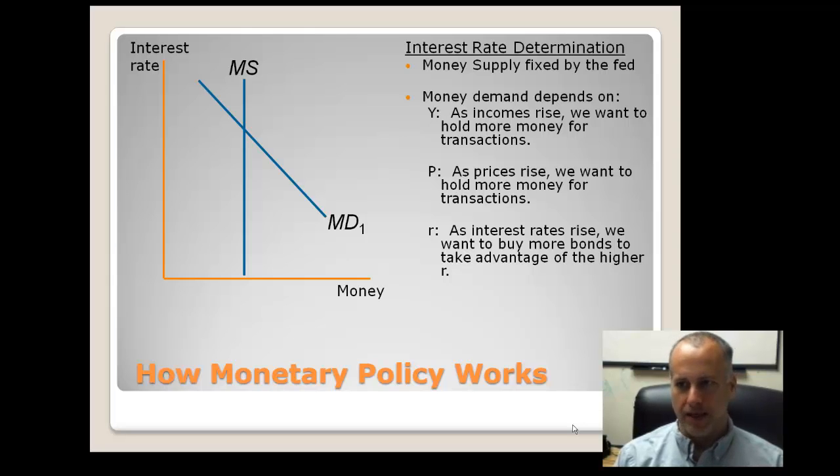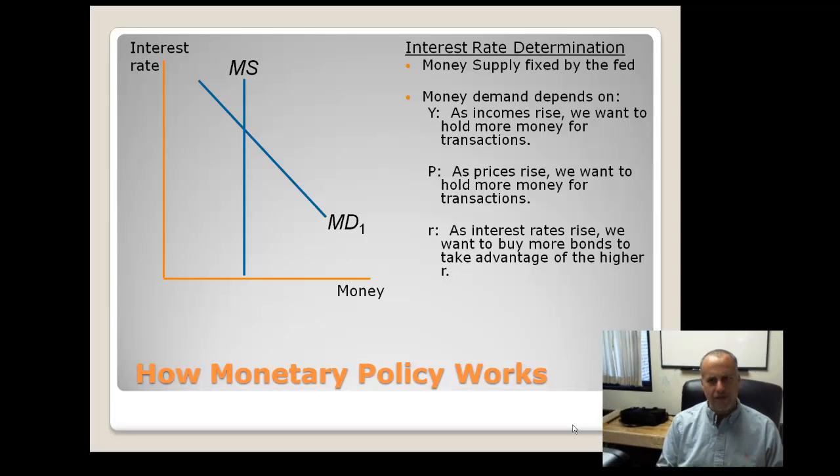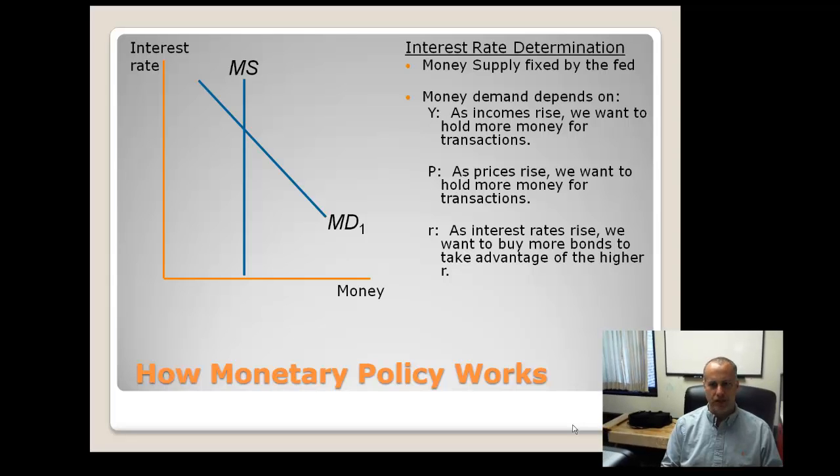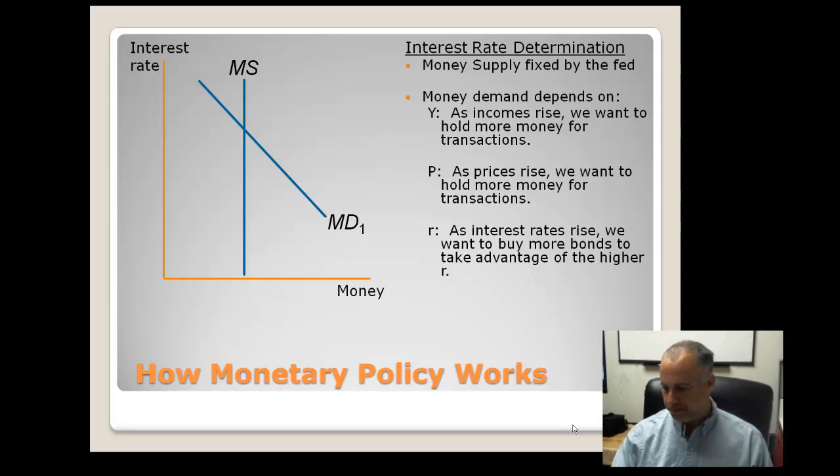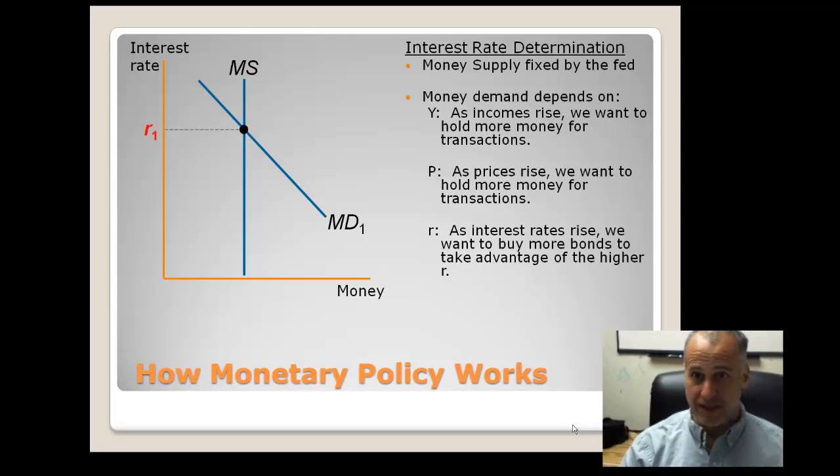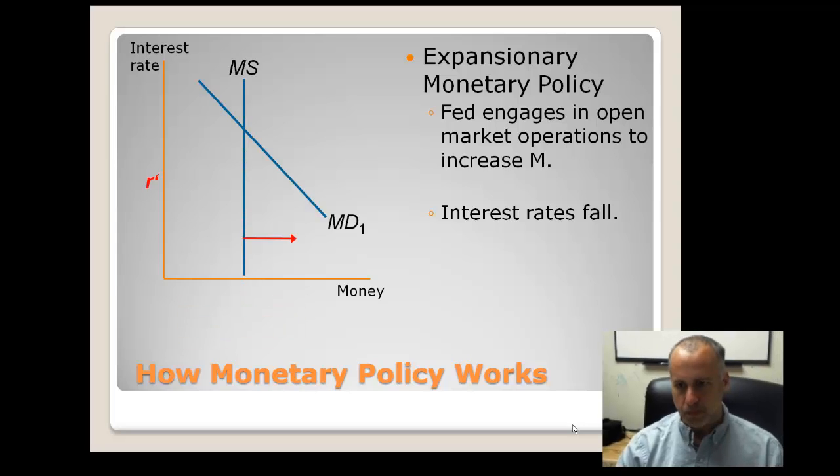So as incomes rise, we wish to carry more money. As prices rise, we wish to carry more money. And as interest rates rise, we wish to carry less money. All of this shows this negative relationship between the interest rate and money demand. These things intersect to provide us with what the prevailing interest rate in the marketplace is. Now, we note that the money supply is fixed by the Fed.